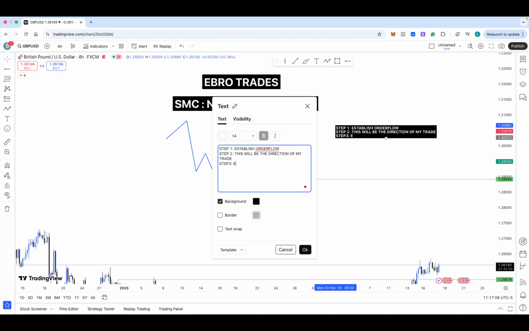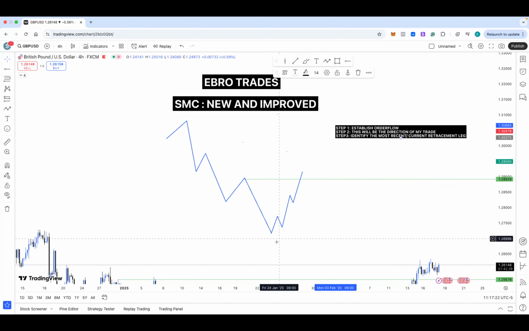Step 3, identify the most recent or current retracement leg. So we identified this is the most recent or current retracement leg. Within this retracement leg, we are going to look for significant fair value gaps or order blocks.